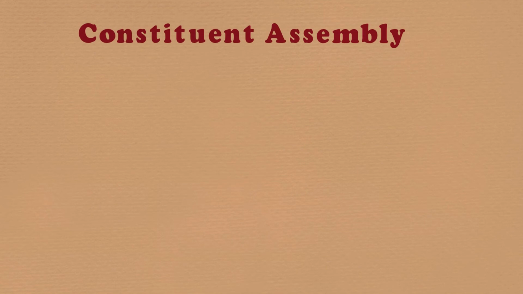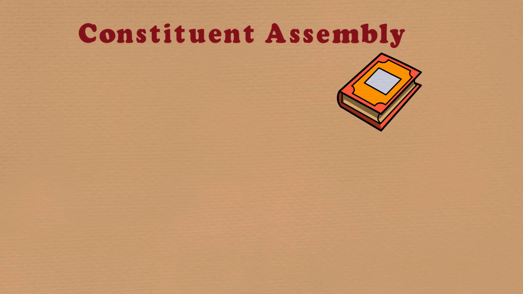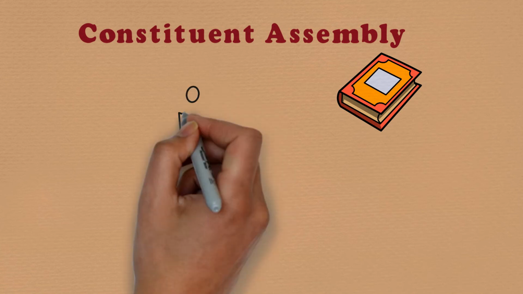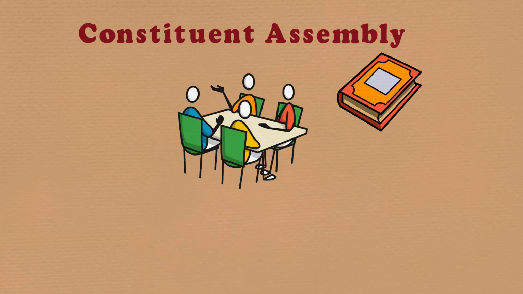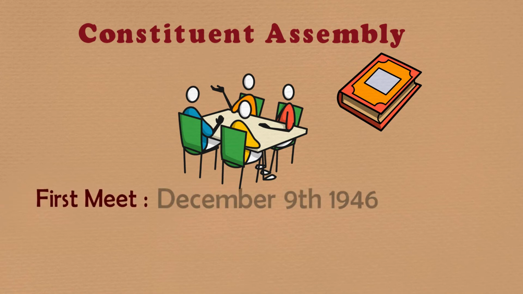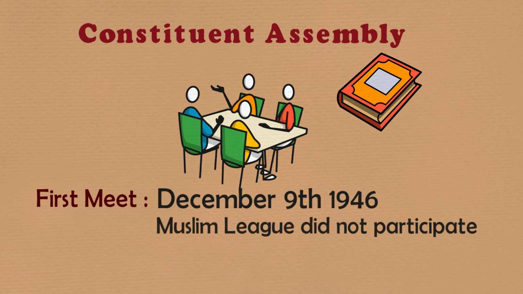Now let's see how the work of framing the constitution was carried out. Based on the Cabinet Mission Plan, the Constituent Assembly was formed to frame a constitution for independent India. The Congress wanted the constitution to be framed with the cooperation of all the parties. The Constituent Assembly met on December 9, 1946. The Muslim League did not participate.